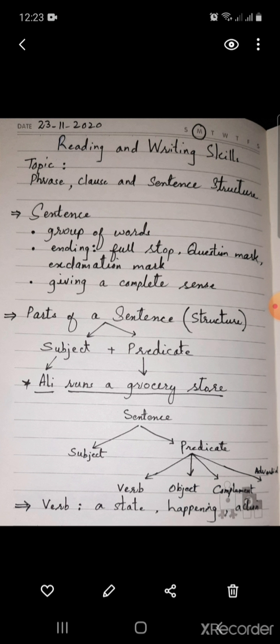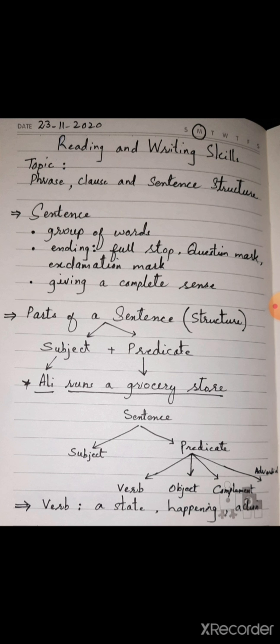Fine. For example, Sarah is looking good. Ali is enthusiastic to play. Both of these sentences end at a full stop and give us complete sense, and they consist of more than a word. So it is a group of words.